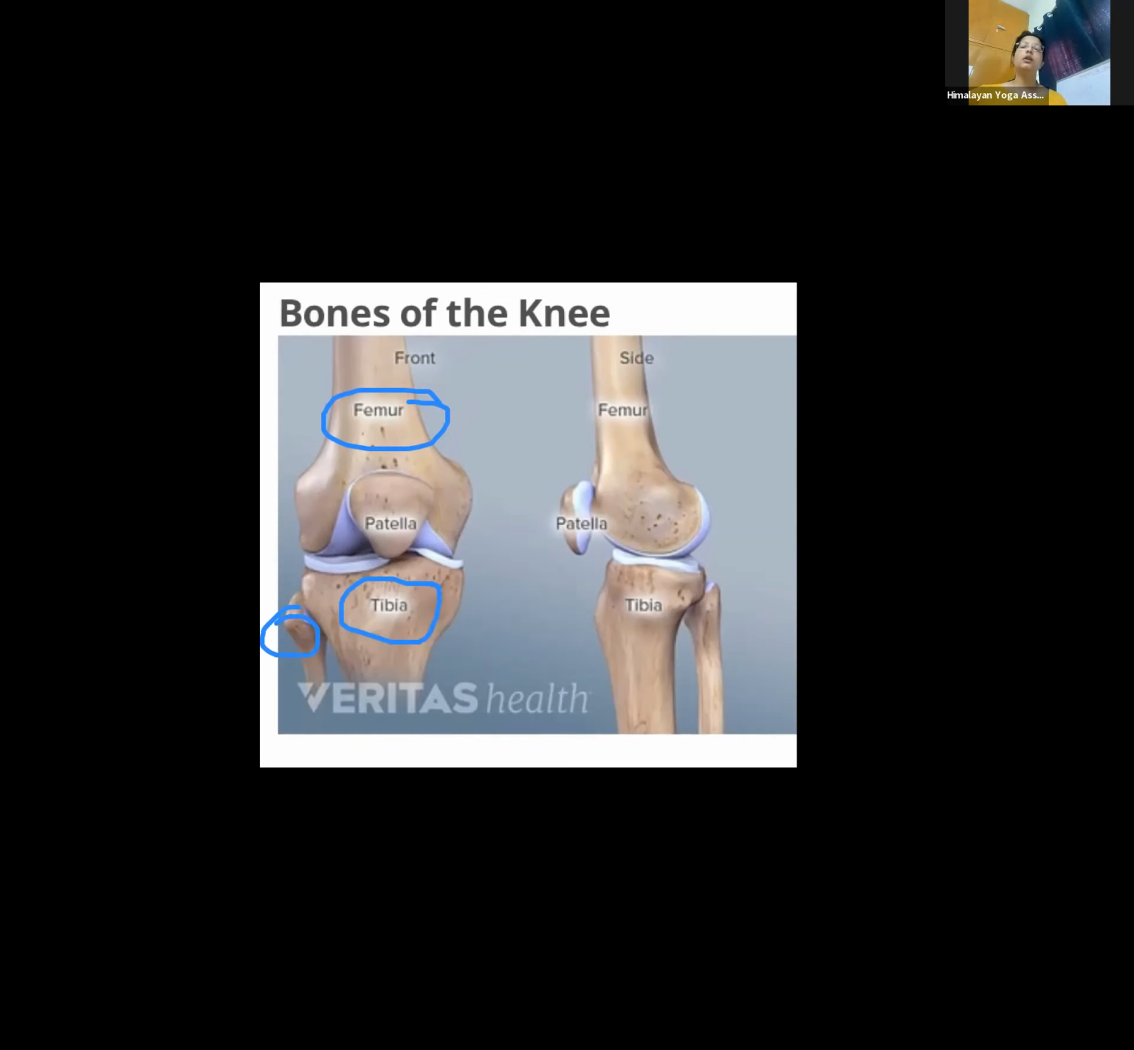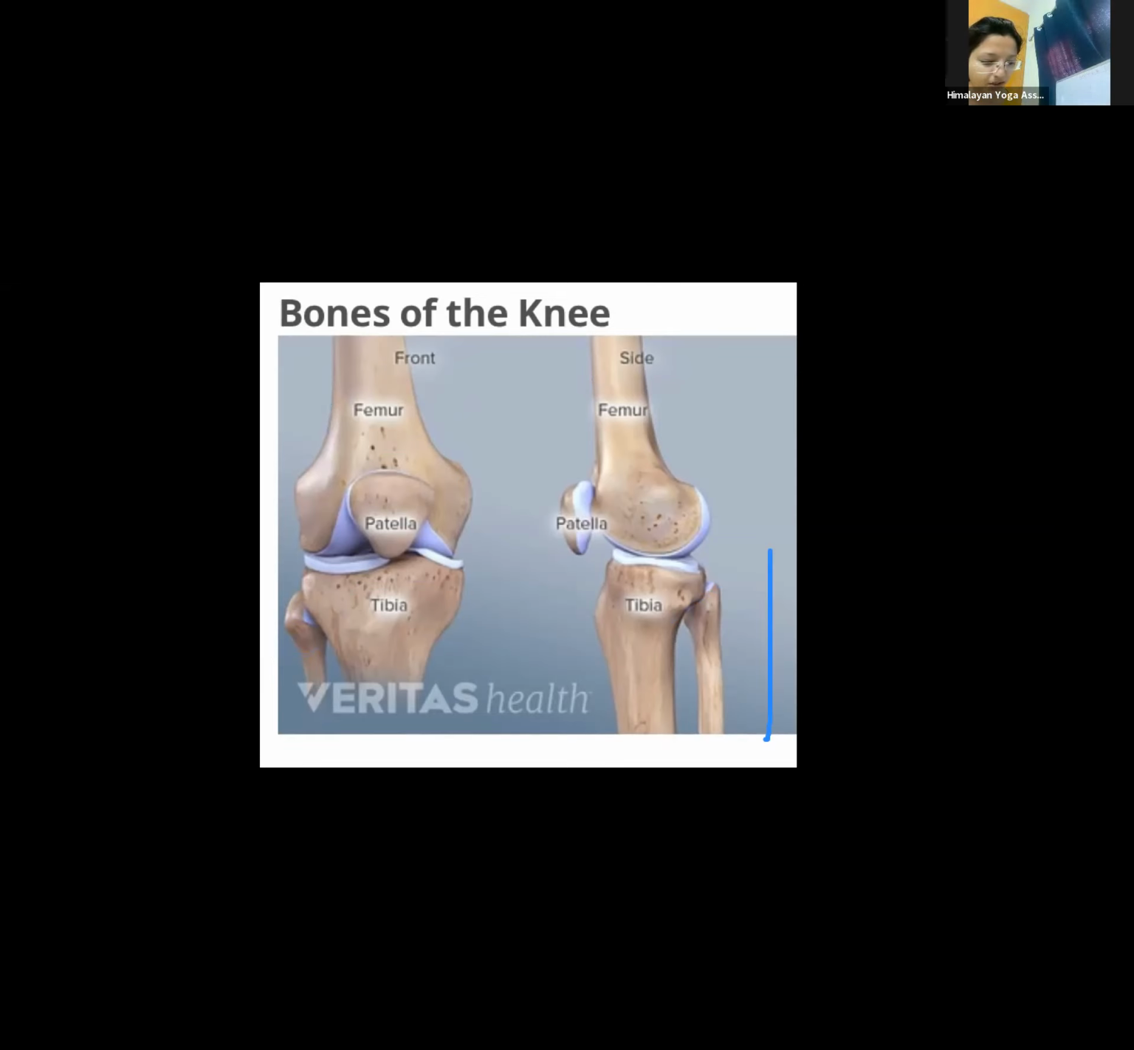Yes. So you see, we have three bones in the knee joint, that is femur, patella, and tibia. Here you see the side view. Here you can see clearly this fibula, it is a little bit lower than tibia. Tibia is not allowing this small bone of fibula to come and join the knee joint. It is obstructing. So these are the bones of the knee joint.